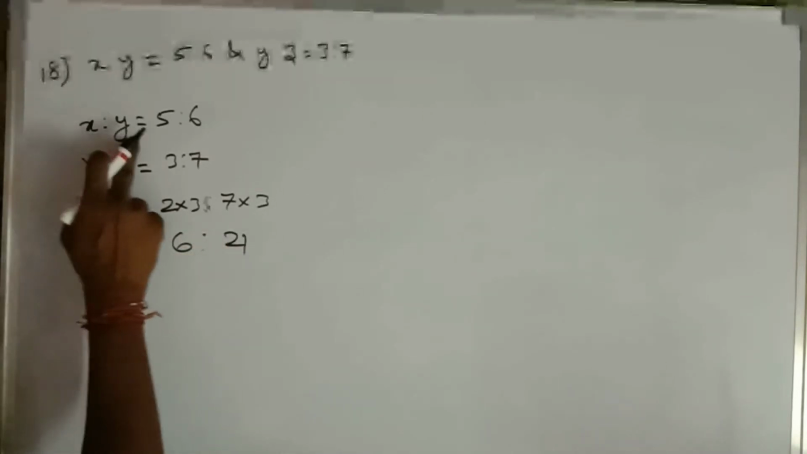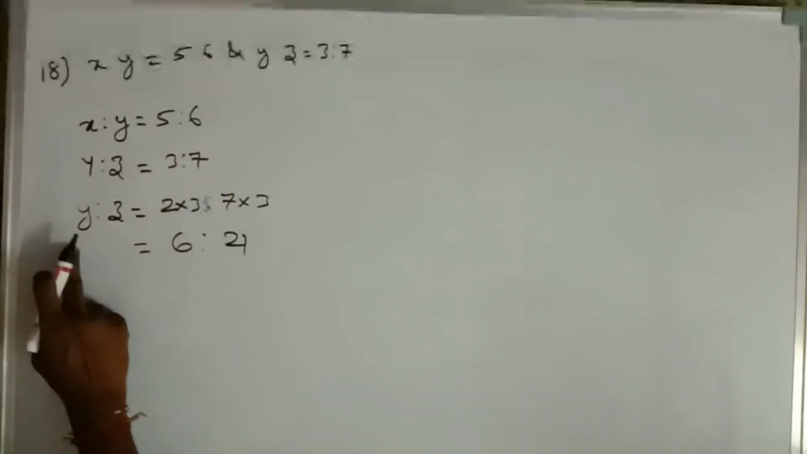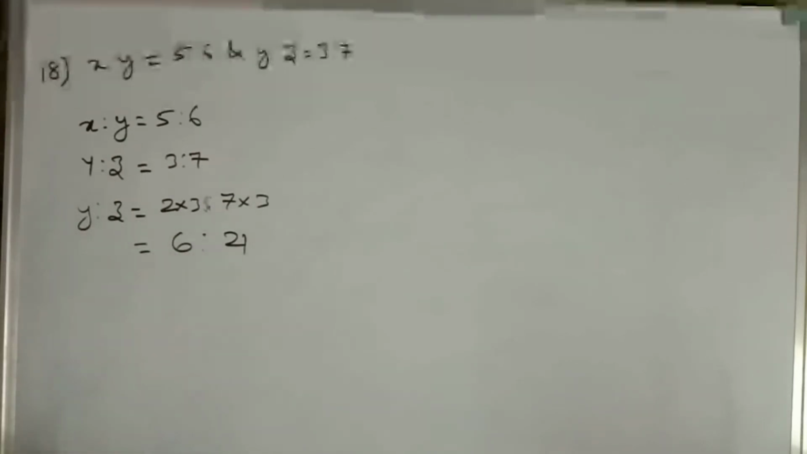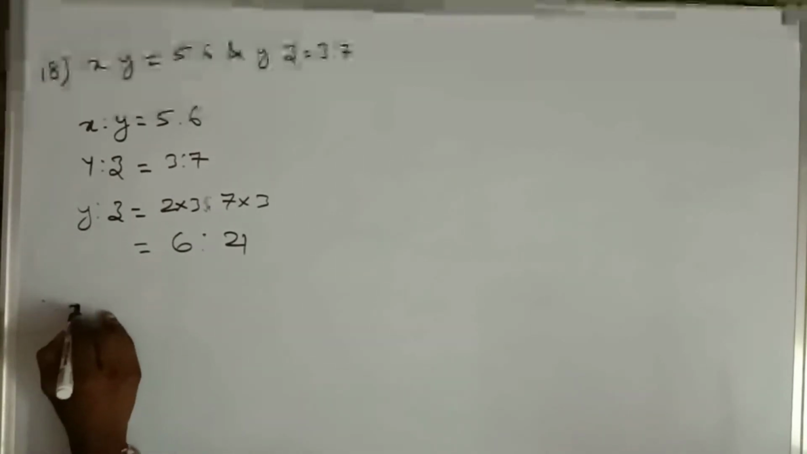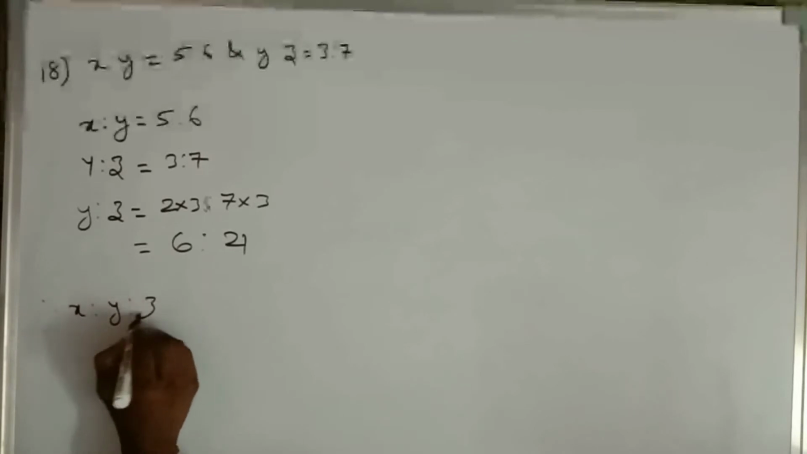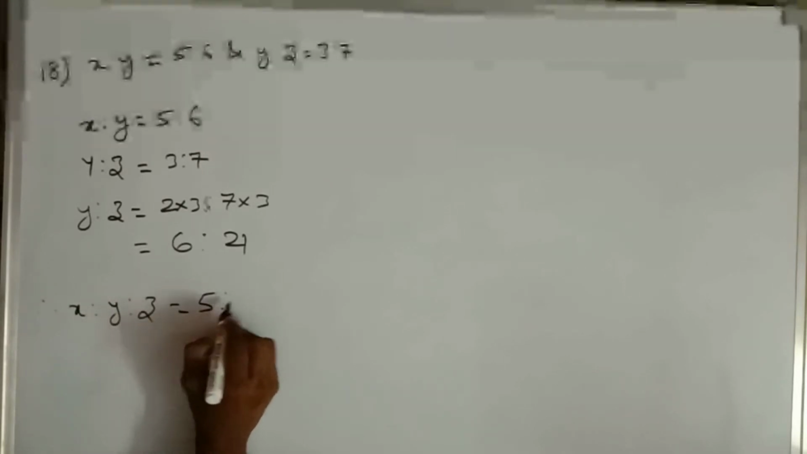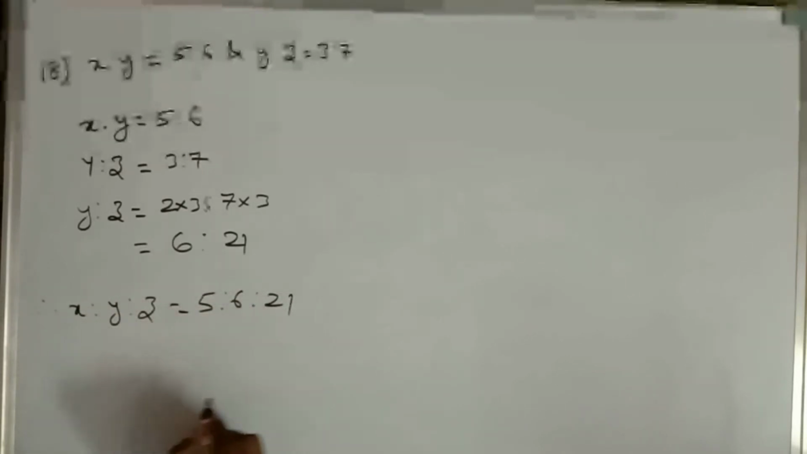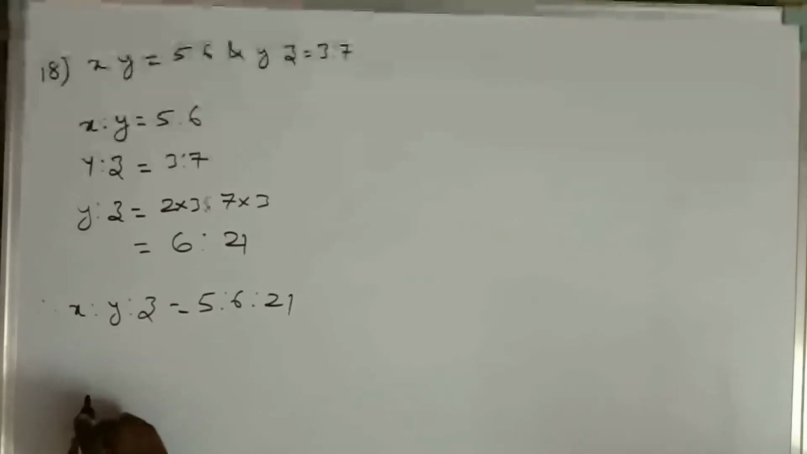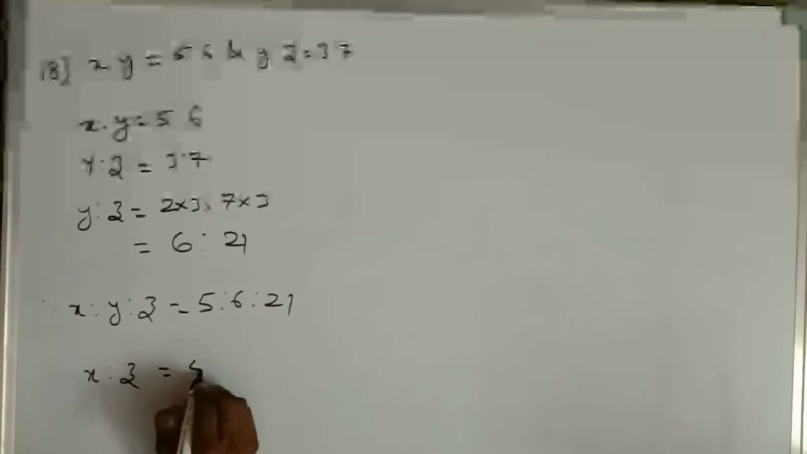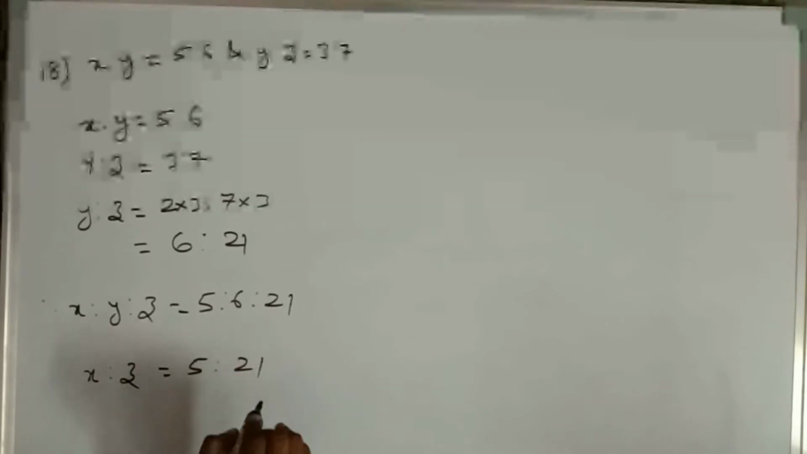Now see, x is to y is equal to 5 is to 6 and y is to z is equal to 6 is to 21. Okay. So therefore x is to y is to z is equal to 5 is to 6 is to 21. Now I have to calculate the value of x is to z. That's equal to 5 is to 21. This is the answer.